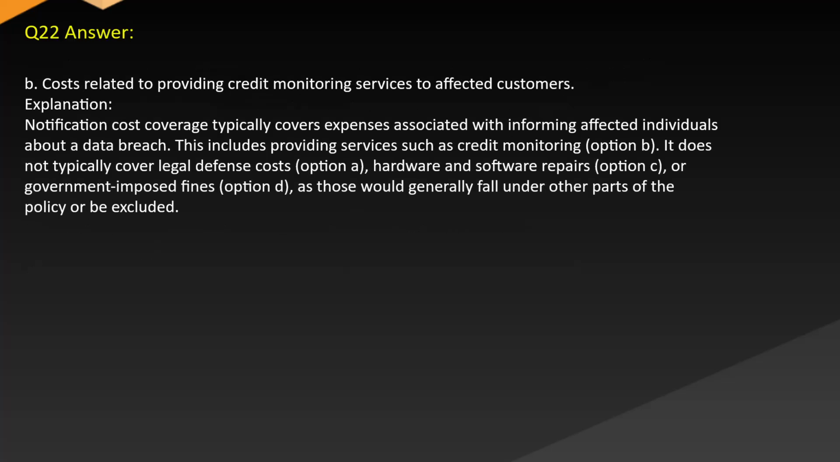Answer. B. Costs related to providing credit monitoring services to affected customers. Explanation. Notification cost coverage typically covers expenses associated with informing affected individuals about a data breach. This includes providing services such as credit monitoring, option B. It does not typically cover legal defense costs, option A, hardware and software repairs, option C, or government-imposed fines, option D, as those would generally fall under other parts of the policy or be excluded.